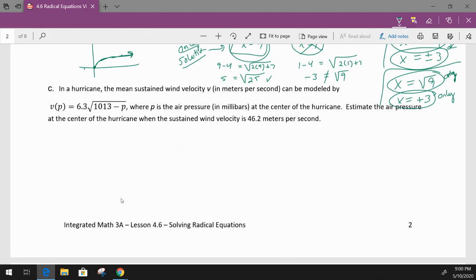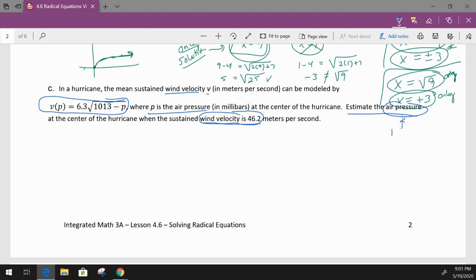Okay, this next problem is, again, another story problem, but you are given your equation, so it should not be that difficult. You just have to know where to put what. So pay attention to what the variables represent. Your wind velocity is V. Your air pressure is P. They want you to estimate the air pressure at the center of the hurricane when the sustained wind velocity is 46.2 meters per second. So we're going to find the pressure because we're trying to find the air pressure.